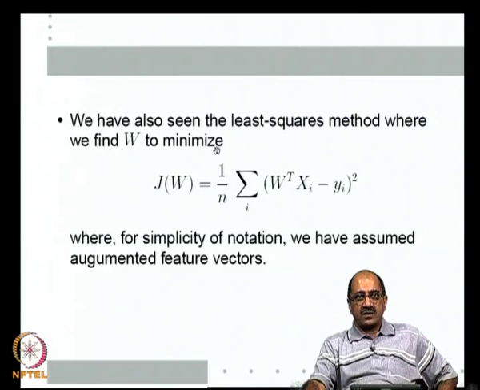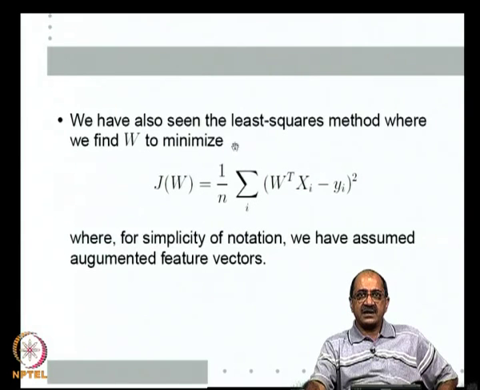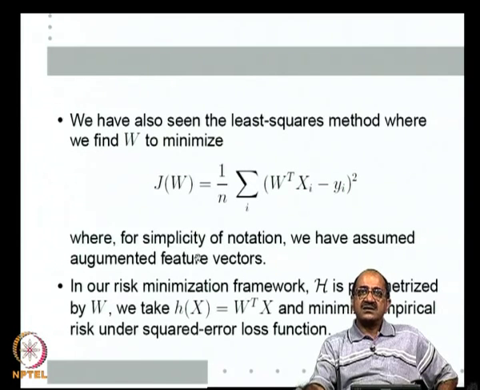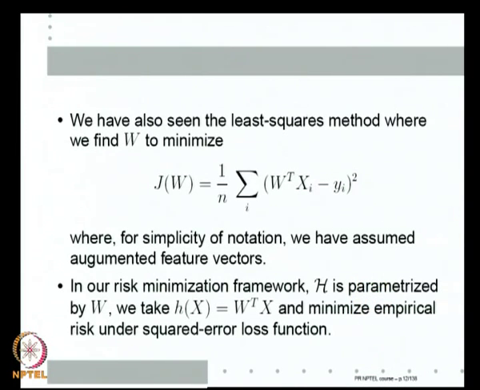Now, of course, in the least squares algorithm we considered earlier this 1 by n was not there, actually we put a half to cancel this 2 when we differentiate, but any constant here does not change the minimizer of W, the minimizer of J. So, we can think that least squares method actually minimizes this. Why do we write it like this? This is very much in our risk minimization framework.